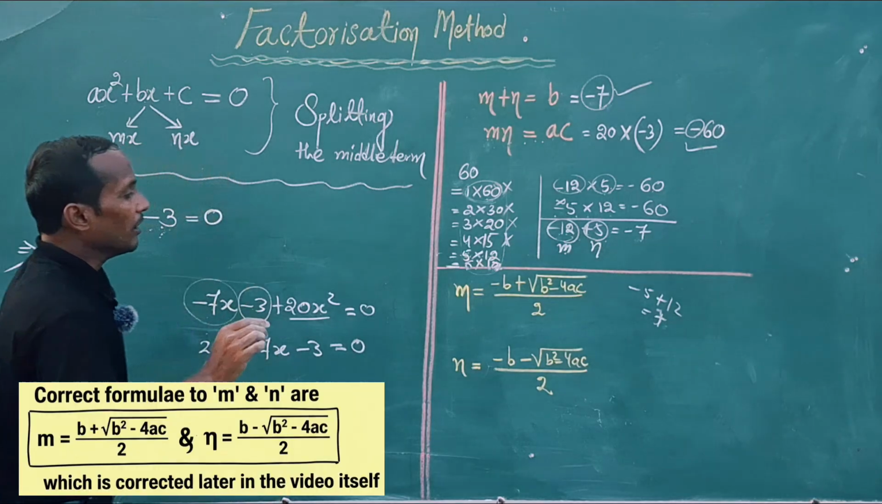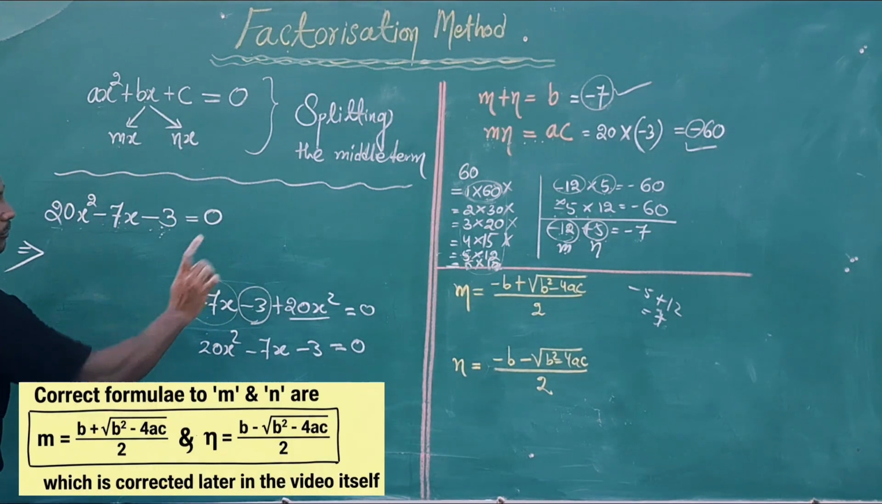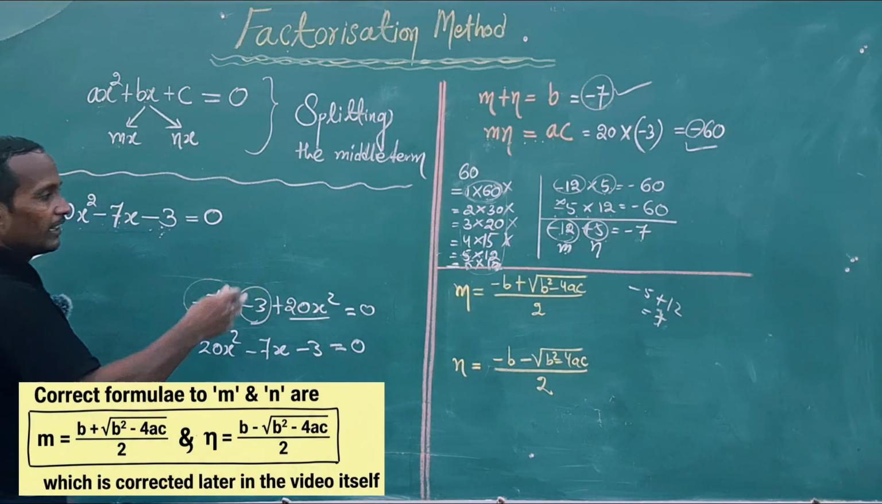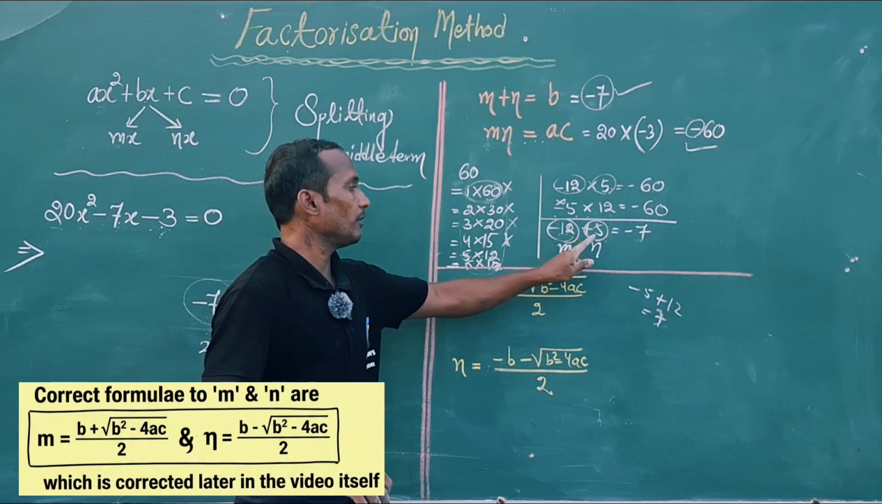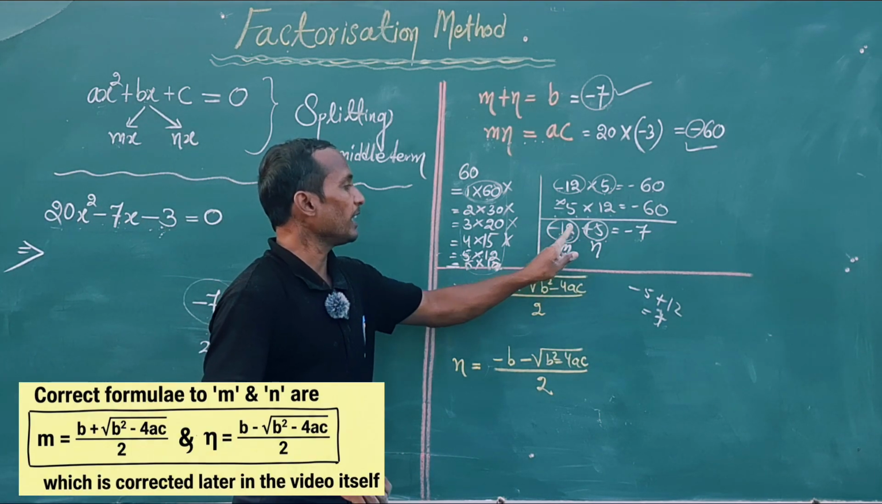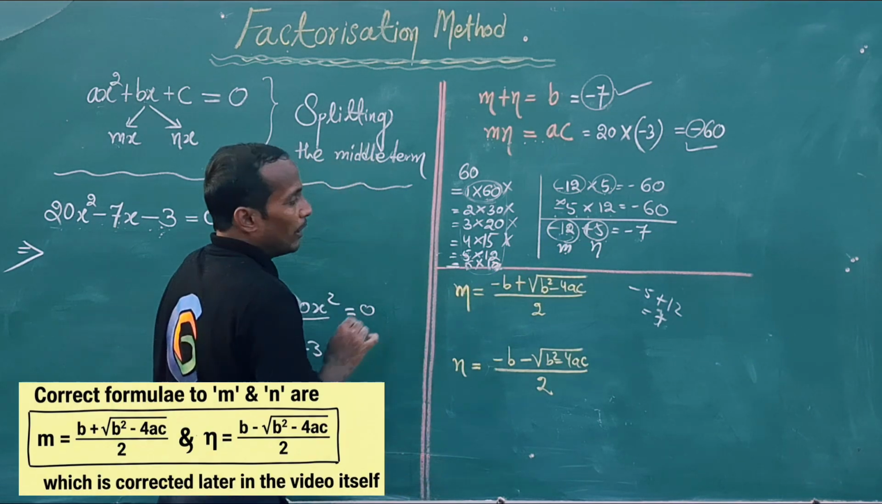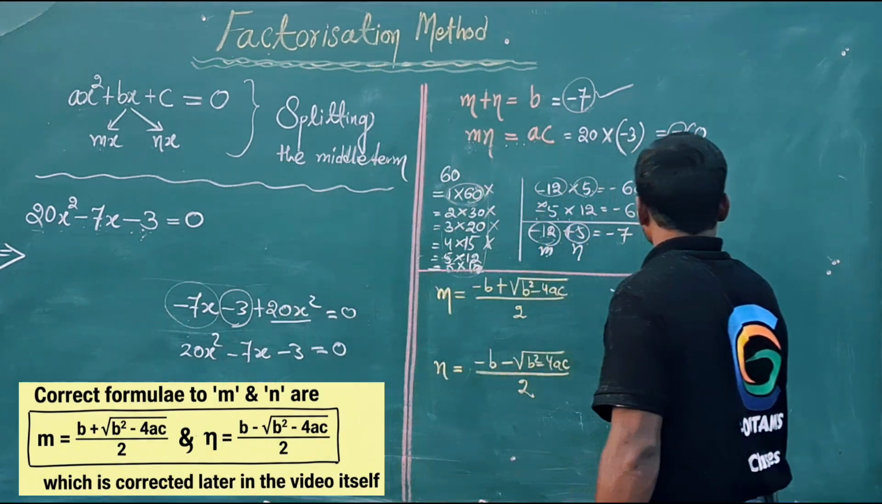So we got the value of m as minus 12 and the value of n as plus 5, or alternately you can take m as plus 5 and n as minus 12. There is no issue. I will also show you how students find it in another way.